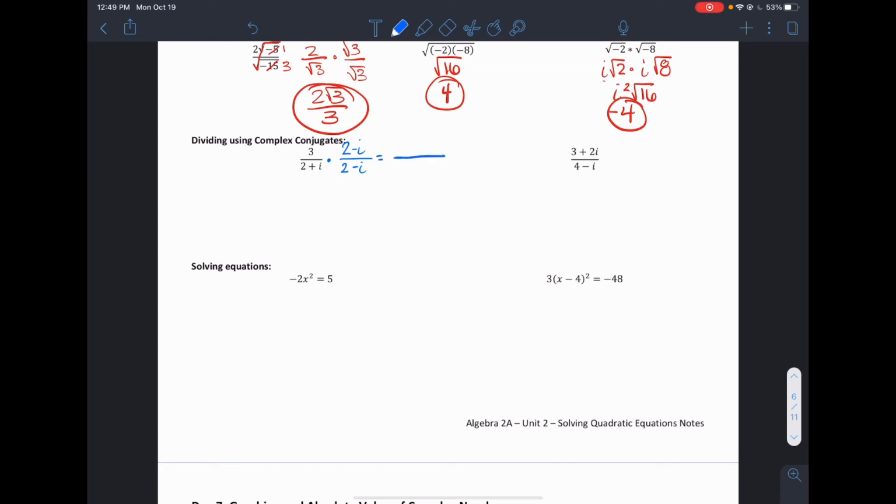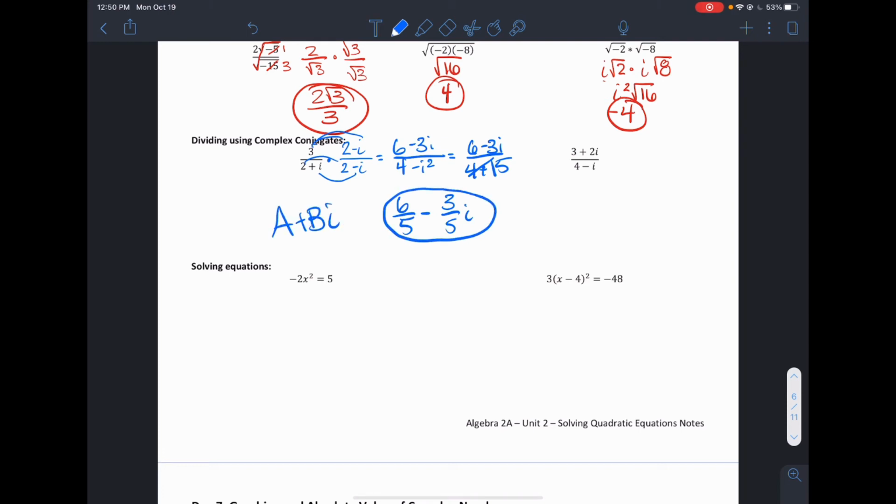So here, I'm going to have 3 times 2 is 6. 3 times negative i is negative 3i. 2 times 2 is 4. Remember, I'm going to have plus 2i minus 2i. I'm just going to ignore those and do minus i squared. So I have 6 minus 3i over 4 plus 1, which is just 5. So I have 6/5 minus 3/5 i. Remember, I want to split it up. I always want to write this in the format a plus bi. Okay?